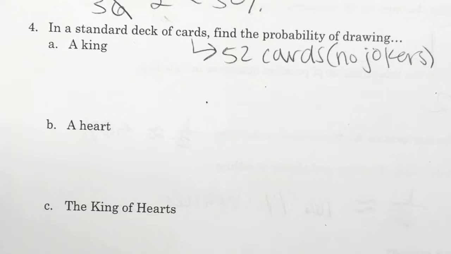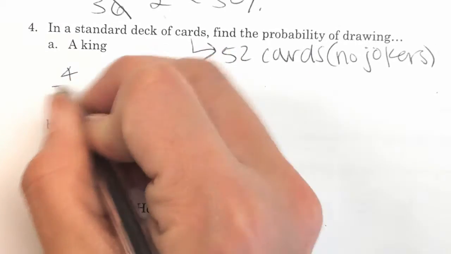Alright, so say the cards have been shuffled and you're just drawing 1 card. What would the probability of getting a king be? What are your successes out of the whole deck? How many kings are there? 4. Out of how many? 52. Good, let's simplify that.